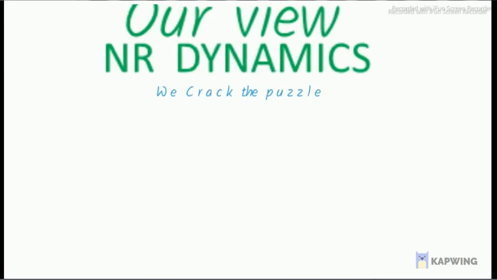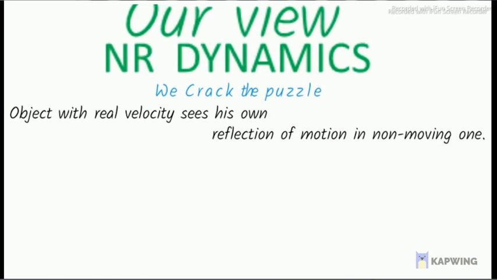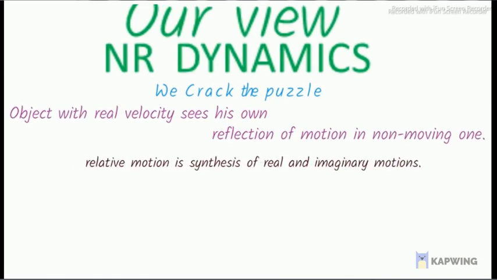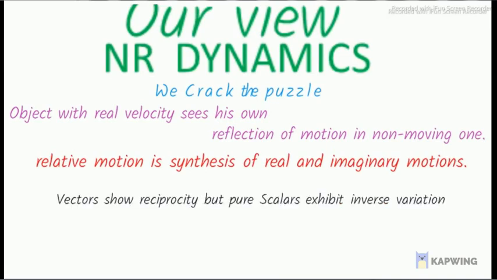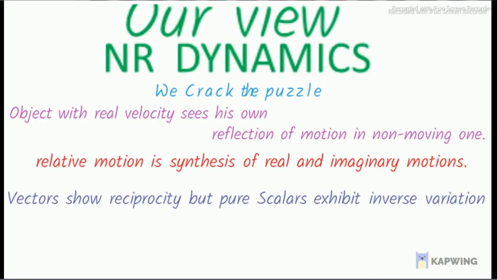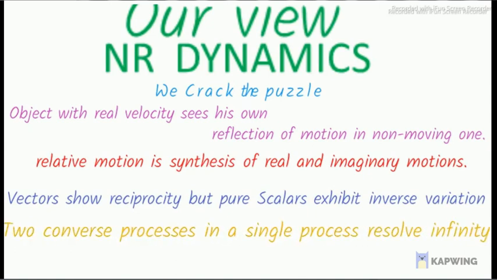Dynamics: we crack the puzzle. An object with real velocity sees his own reflection of motion in the non-moving one. Relative motion is a synthesis of real and imaginary motions. Vectors show reciprocity, but pure scalars exhibit inverse variation. Two converse processes in a single process resolve infinity.